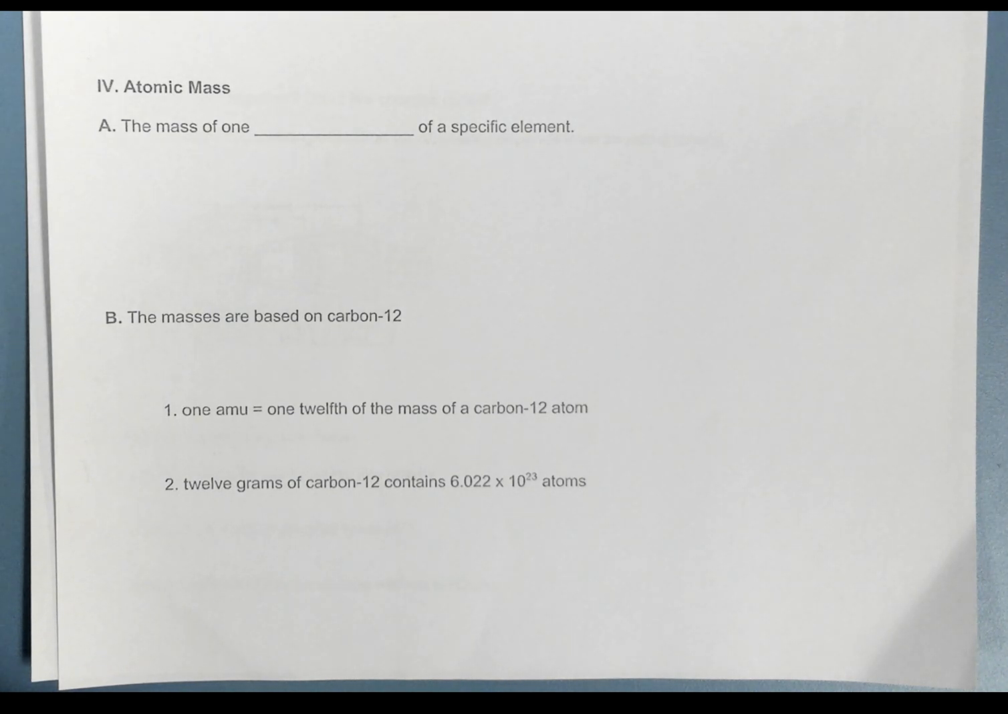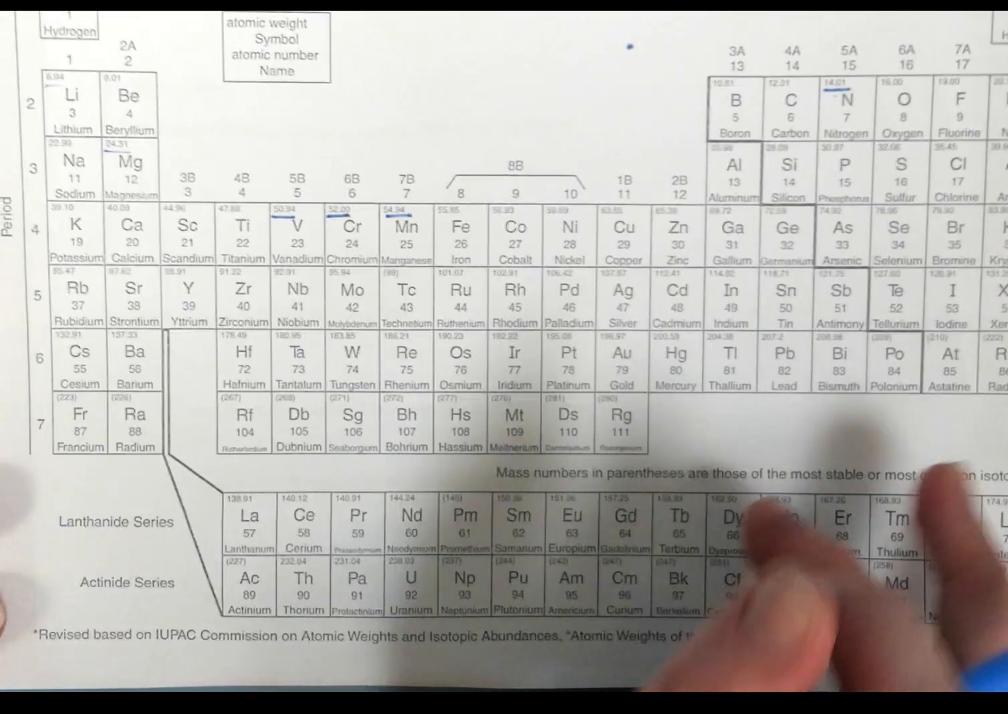So, we've learned how to calculate the average atomic mass. We've learned that atoms have different isotopes that have different masses because they have different numbers of neutrons. But now we're really going to take a second to look at the masses on the periodic table and what they mean. Because we can see that all of these masses are averages, okay?